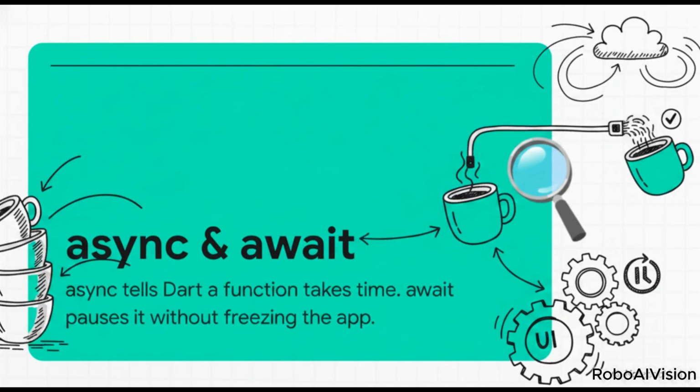So the crucial point is using the async and await keywords to handle those empty cups. You slap async onto a function so Dart knows, hey, this is going to take some time. Then you drop await right in front of your slow internet request. This tells Dart to pause just that specific function and wait for the cup to fill. But, and this is key, it lets the rest of the application's user interface keep ticking along without freezing.